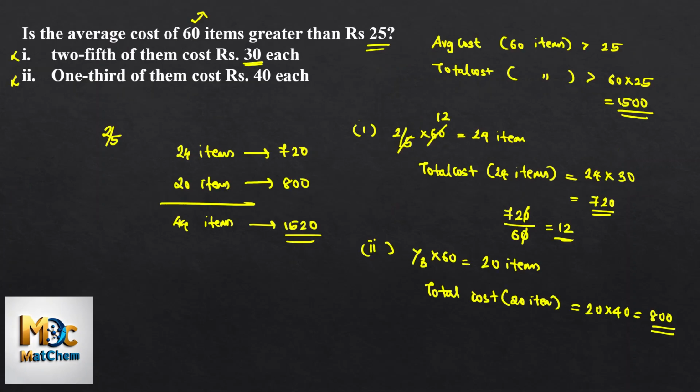So what was the question? Is the average cost greater than 25? The answer will be yes. That means option 3 is the answer. We are able to answer it by taking both the statements together. I think the explanation was very clear, and how to approach this kind of question was clear to everyone.